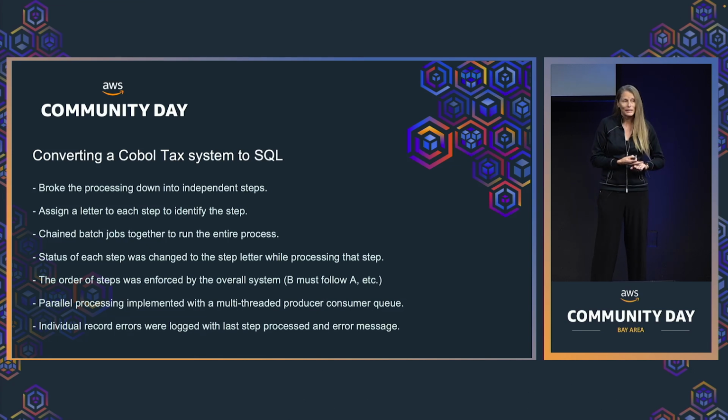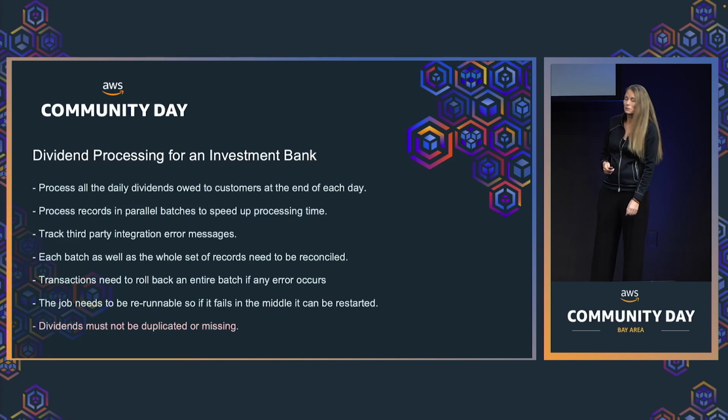We had tracked the error messages really well, and also implemented, if you are familiar with the producer-consumer queue, so while one record is waiting for a response in the network, we send it to the other system. You could have some other process doing something else. So that's one example.